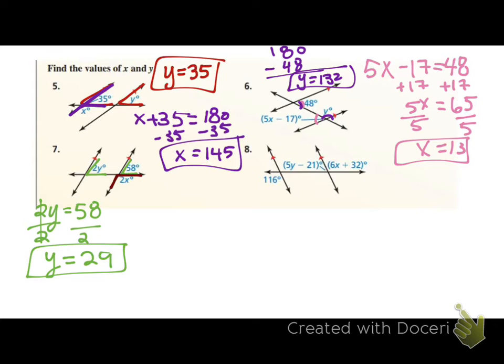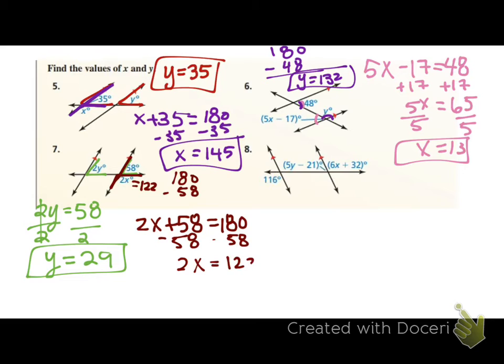Find 2x. What relationship does 2x and 58 have? They're a linear pair, which means that they are supplementary. So you can add them up, they'll equal 180. Or you can already subtract from 180. What's 180 minus 58? 122. Which realistically, either way you do this, it's going to be the same thing. Either way, 2x will equal 122. And you'll solve for x. Divide by 2. And x equals 61.